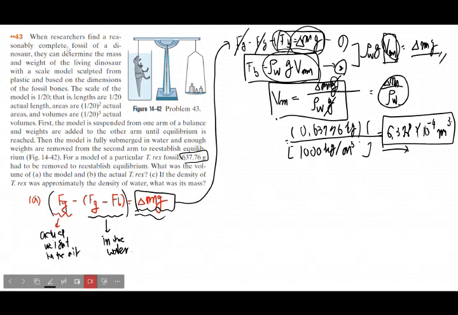And number B, the actual T-Rex. You have to find out how much volume the actual T-Rex has by applying the scaling factor. How much is the scaling factor in this problem? In length, it is 1/20. So the actual T-Rex must be 20 times bigger in length, right? So for number B, the scaling factor in the length, one dimension, is 1/20.